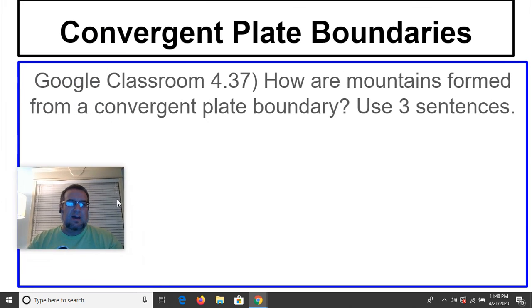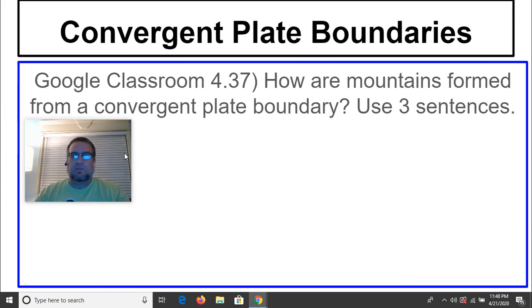And what I want you to do now is to go to Google Classroom 4.37, and there's a question just to answer. How are mountains formed from convergent plate boundaries? Use 3 sentences to explain yourself. Go back and talk about how convection currents make the plates move.